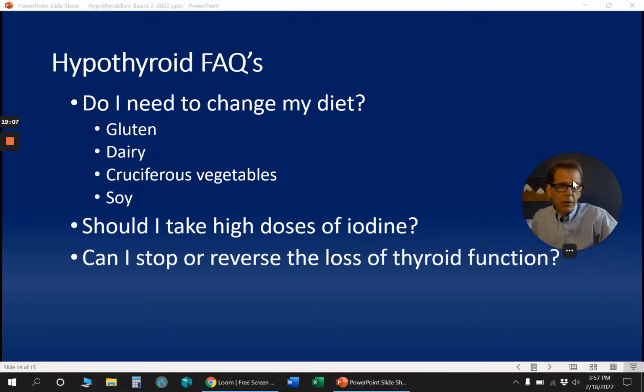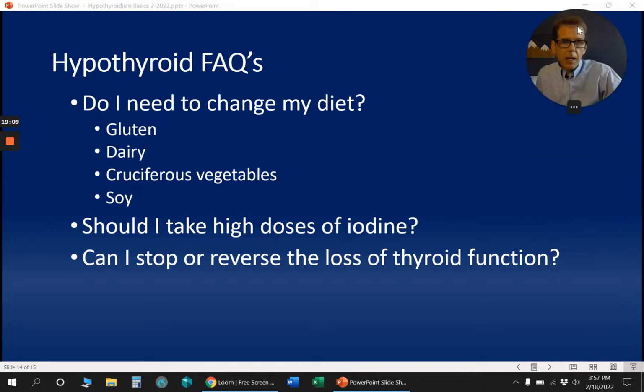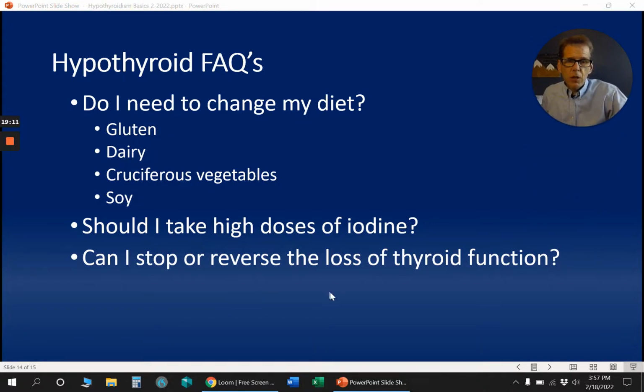How about this? Is there anything that I can do to stop or reverse the loss of thyroid function? And we're a proactive society. People like to be able to do things that if you, say, have autoimmune thyroid disease, Hashimoto's, and your thyroid is losing function, could you stop that from happening or even reverse it and recover? Short answer is we don't have anything proven.